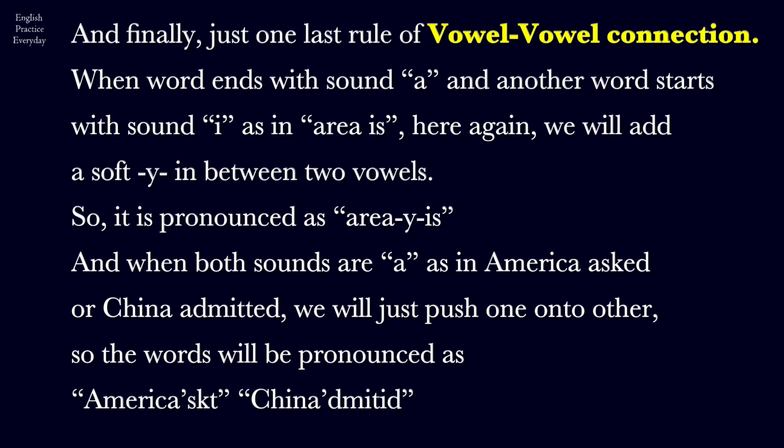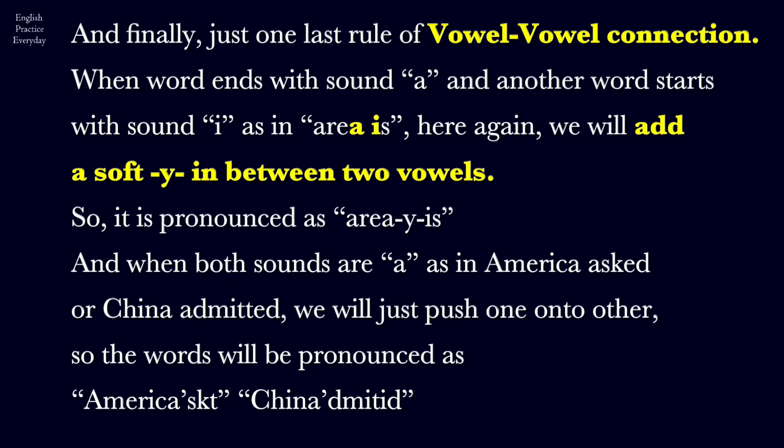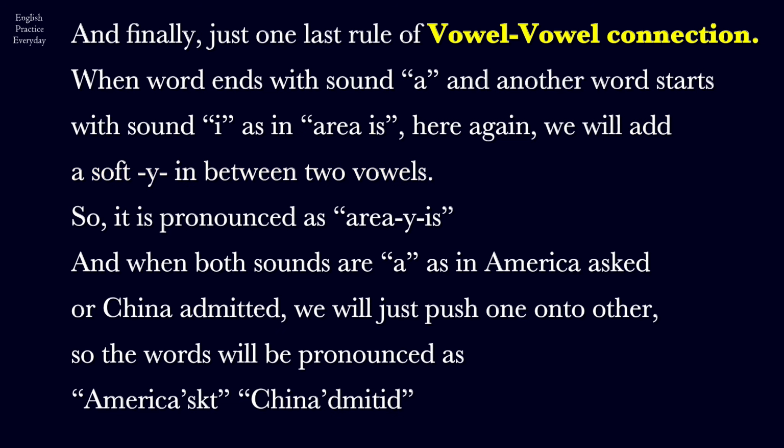And finally, just one last rule of vowel-vowel connection. When a word ends with sound A and another word starts with sound I, as in area is, here again we will add a soft Y in between two vowels. So it is pronounced as area is.